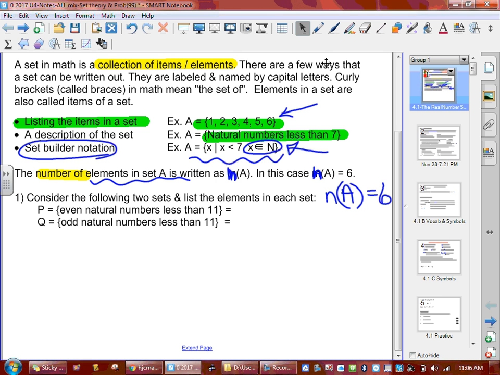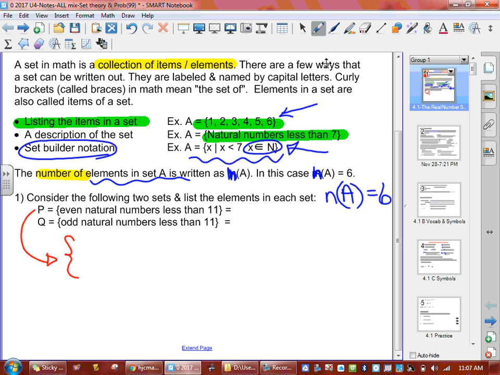So P, this is set P. It says even natural numbers less than 11. So we want to list the natural numbers less than 11. So here's set P. Natural numbers: if I know it's a natural number, it's got to start with 1, and then it's going to go all the way to 10 because it has to be less than 11.